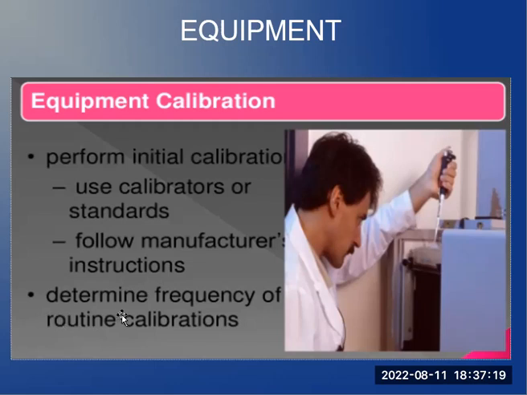Then next is to determine the frequency of routine calibration. Again, it depends on your laboratory or your SOPs in the section. So when is the frequency of your calibration? It's either if there are new controls or if there are new reagents being used, so you need to calibrate. So it depends also on the SOPs of the section.